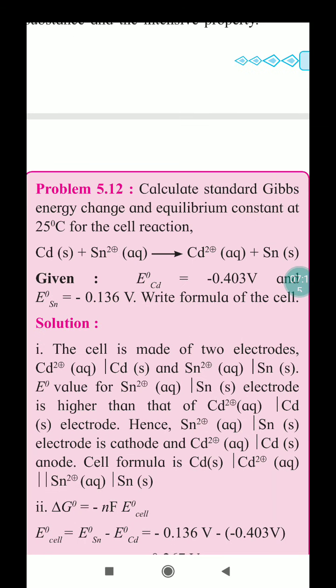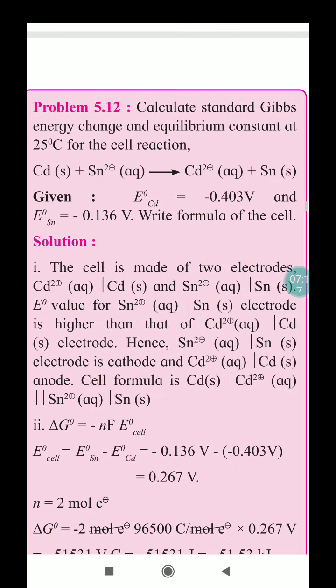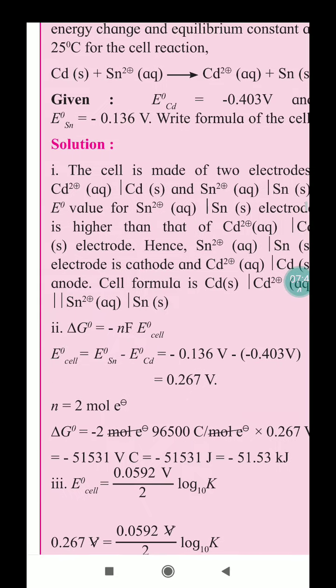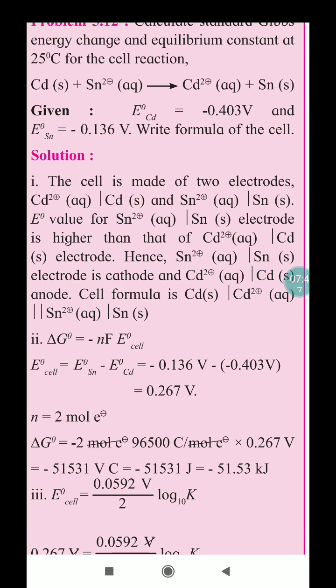Here consider the solved problem. Calculate the standard Gibbs energy change, that is ΔG, and the equilibrium constant, that is K, at 25 degrees Celsius for the cell reaction: cadmium plus Sn dipositive giving cadmium dipositive plus Sn. The standard electrode potentials of cadmium and Sn are given. The cell is Cd in contact with Cd dipositive, Sn in contact with Sn dipositive, and they are separated by a salt bridge.